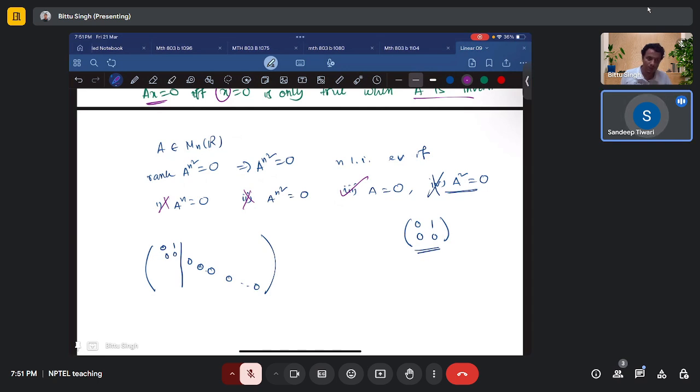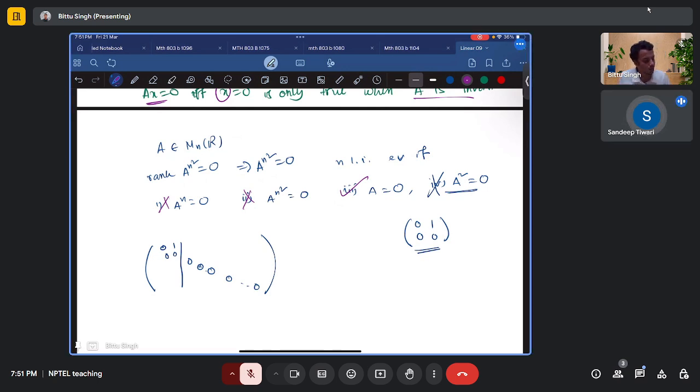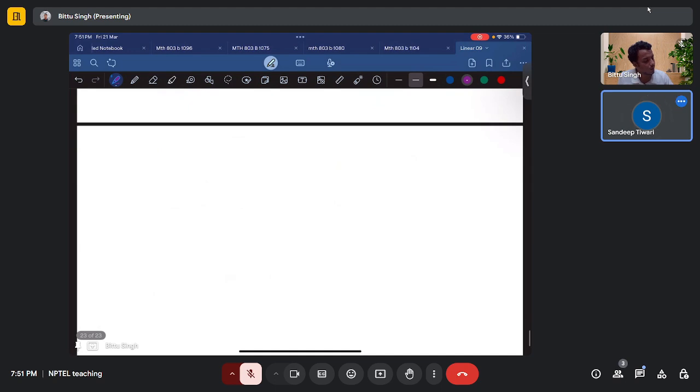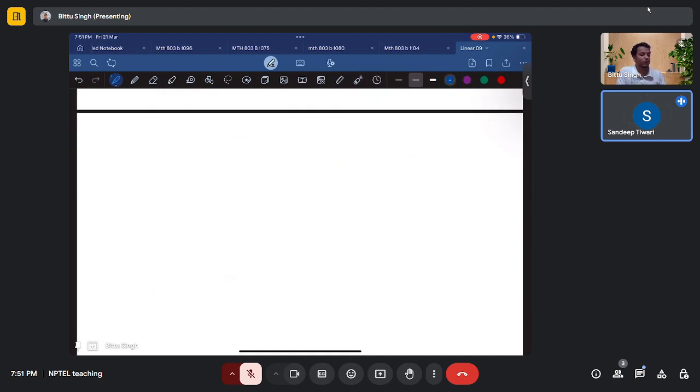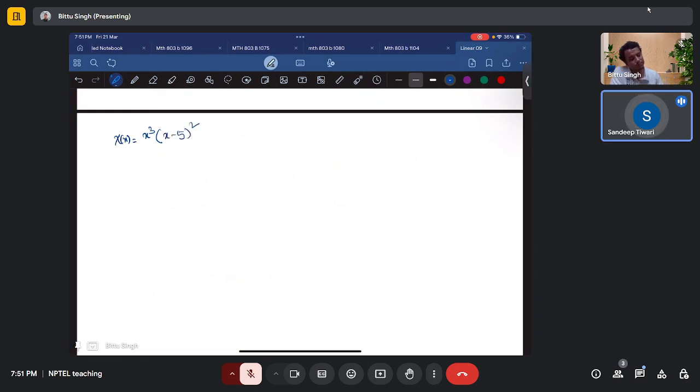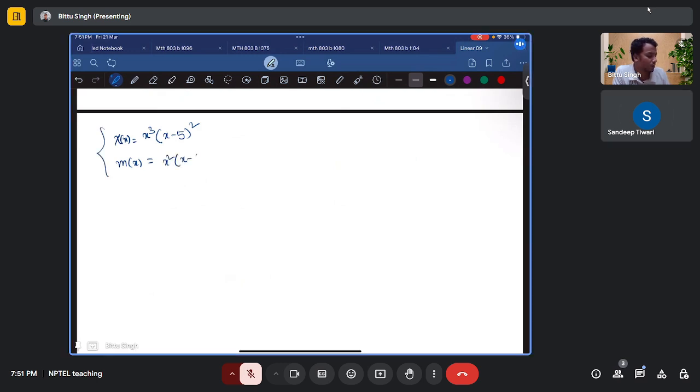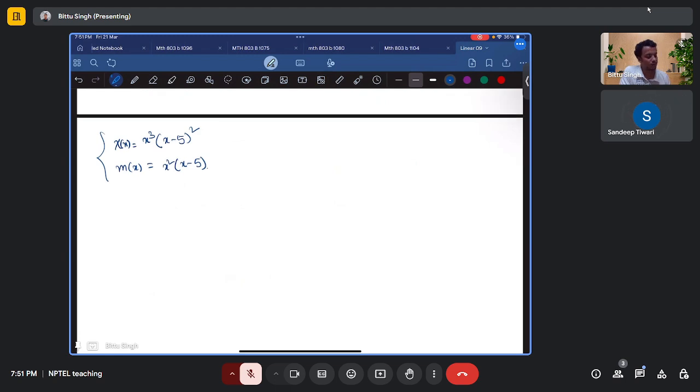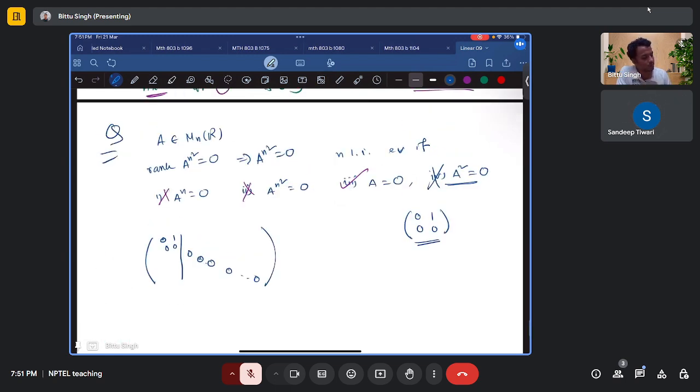Sir, there is one more question. If the characteristic polynomial is given as x cube times (x minus 5) whole square, and the minimal polynomial is given as x square times (x minus 5). Those are new questions.